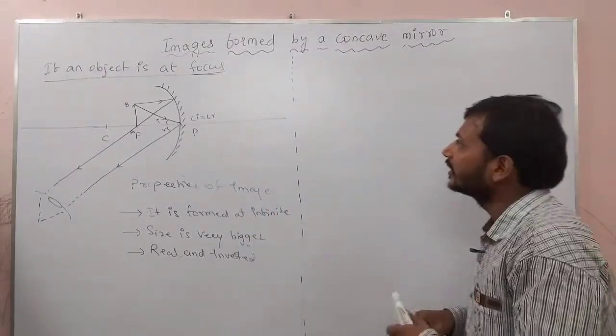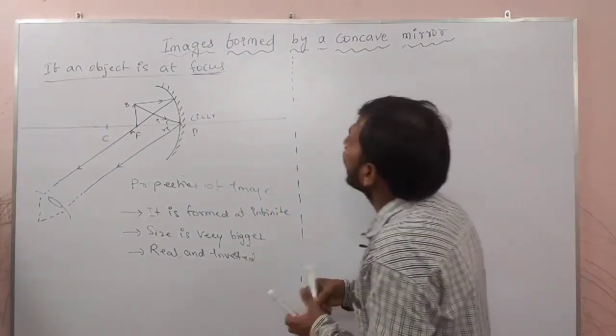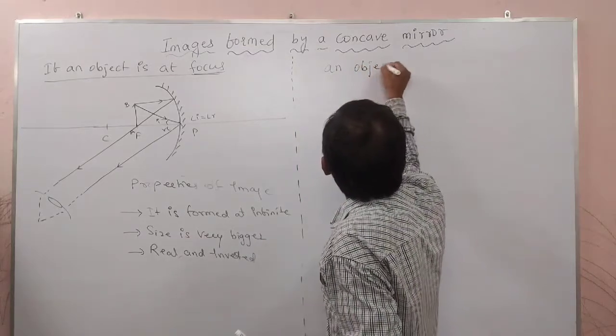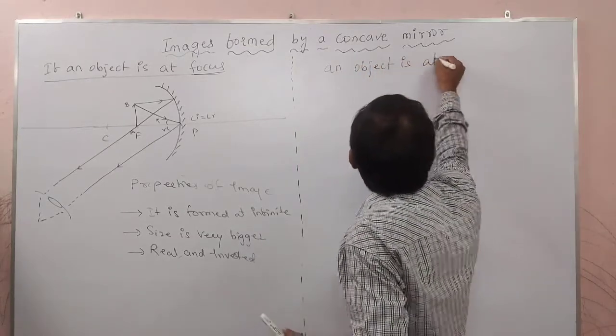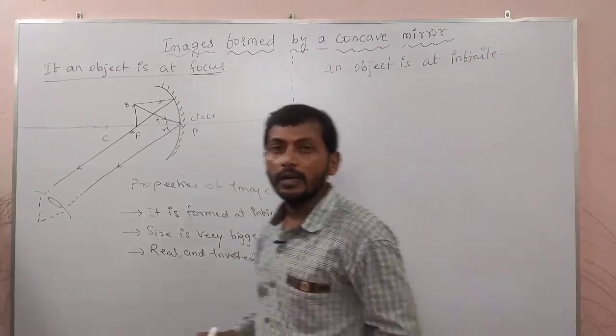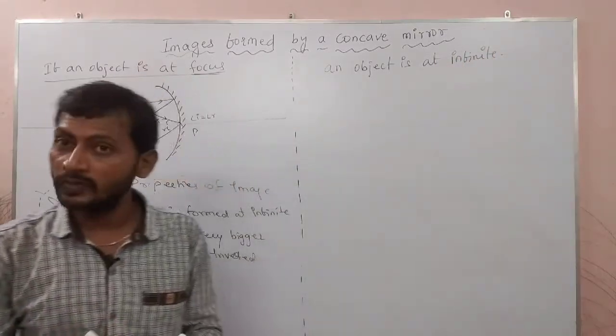Okay, now I will see it. So now I am writing here, an object is at infinity. At infinity means, where is the object? We don't know. That's why I told you now.